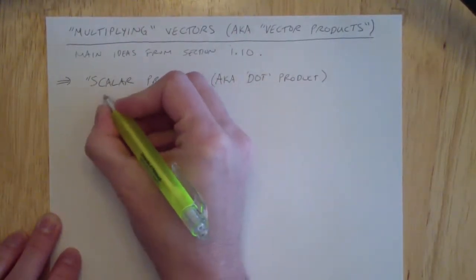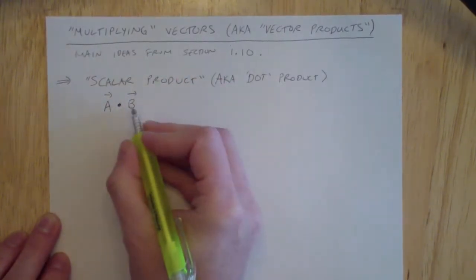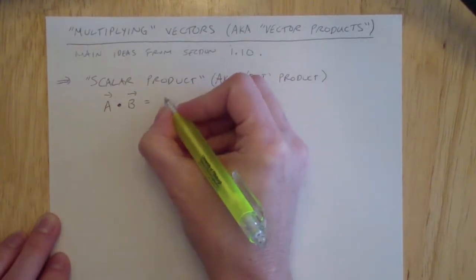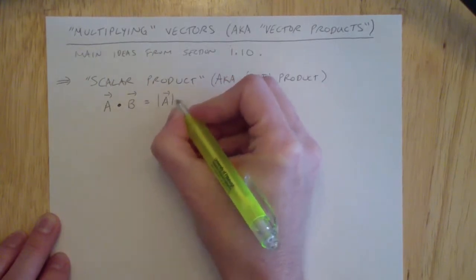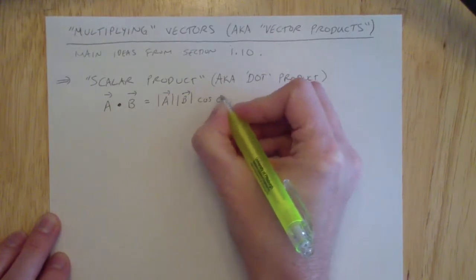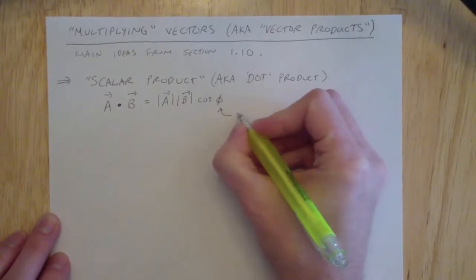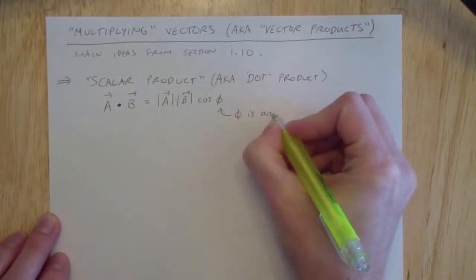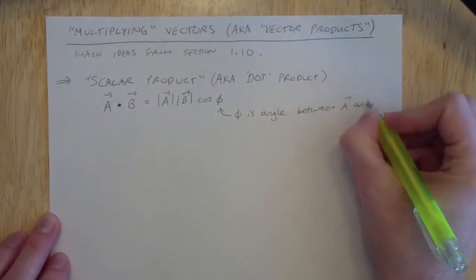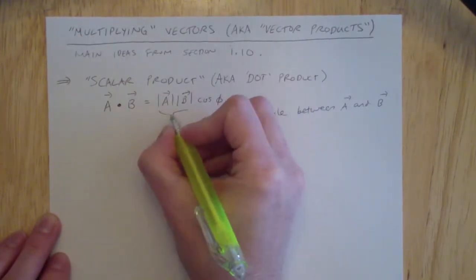So the way that it works is that we have A dot B, so that's how it's referred to, A dot B, is equal to the magnitude of A times the magnitude of B times the cosine of the angle between A and B. So again, this phi is the angle between vector A and vector B, and these are the magnitudes.